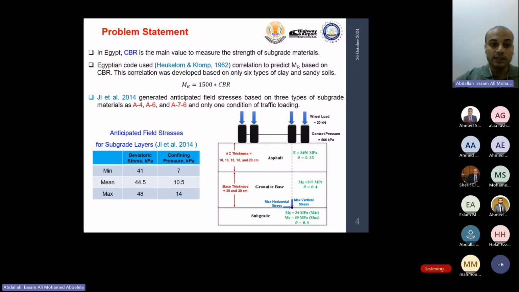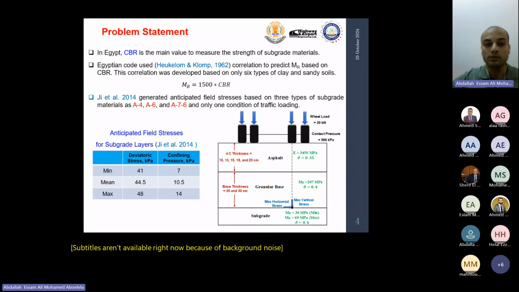So there is a study conducted in 2014 to generate the anticipated field stresses, deviatoric and confining pressure, for subgrade materials. However, these values were conducted based on three types of soils, which are classified according to AASHTO as A-4, A-6, and A-7-6. And it was conducted for only one condition of traffic loading as shown in the figure. The value of the wheel load is 20 kilonewton, and the contact pressure is 566 kilopascal.